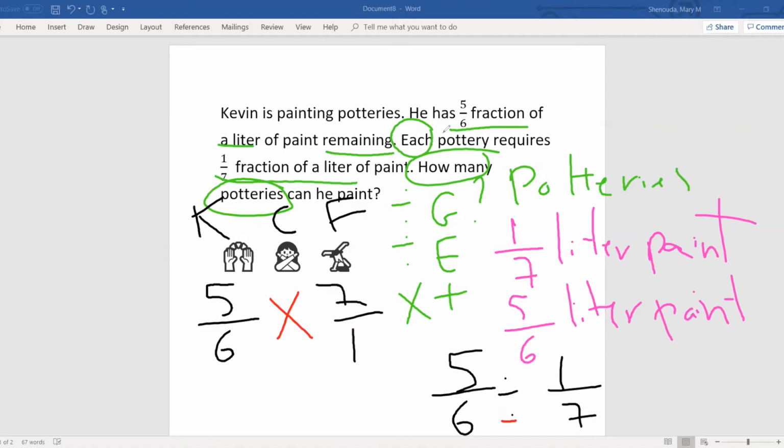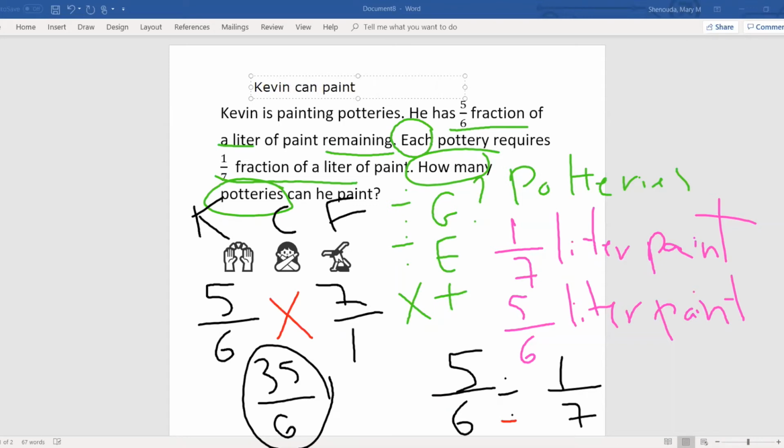Now, we're going to follow the same steps from last video in multiplying fractions. I'll multiply the numerator times the numerator and the denominator times the denominator. 5 times 7 is 35. 6 times 1 is 6. In this case, this number cannot be simplified any further because 35 and 6 do not have any common factors. And my answer in a full sentence will be Kevin can paint 35/6 potteries.